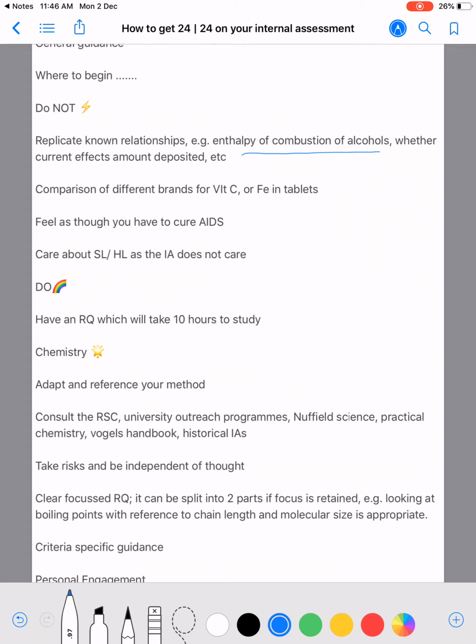Whether the amount of current affects the amount deposited at the cathode, it does, it's in every textbook. If you want the high marks, don't bother. Do not also compare different brands for vitamin C. I see this one quite a lot, so you've got brand A, B, and C. This one claims to have 50 mgs, and this one's 100 mgs, and this one's 200 mgs. And the student will do an investigation and say, well, this one came out at 75, this came out at 93, and this came out at 362.